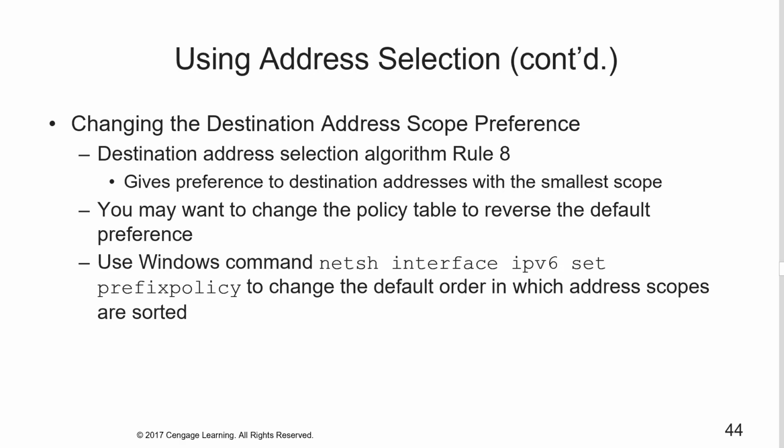So if you're looking at changing the address scope preference, the destination address scope preference, you're going to look at destination address selection algorithm rule 8. And that gives preference again to the destination addresses with the smallest scope. And you might want to change the policy table to reverse the default preference. So in Windows, it would be netshell, so netsh interface ipv6 set prefix policy, to change the default order in which address scopes are sorted.